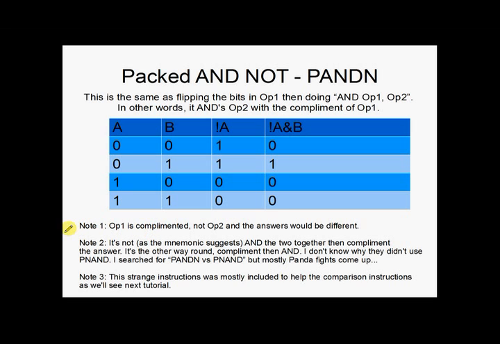A couple of things to note. First of all, it's op1 that's complemented, not op2. So A in this example, in the truth table, is complemented, not op2, and the answers would be different. If you draw out a truth table for what happens with complementing B instead, you'll see that the answers in the end are different. Also, weirdly enough, it's not, as the mnemonic suggests, and the two together then complement the answer. That gives you a different answer as well, so just be careful. Alrighty, so it's not the first operand, and then and the two together. And yeah, this instruction mostly helps with the comparison instructions, as we'll see next.